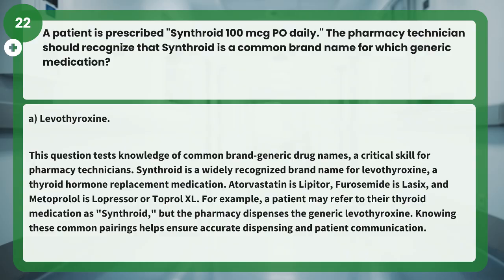For example, a patient may refer to their thyroid medication as Synthroid, but the pharmacy dispenses the generic levothyroxine. Knowing these common pairings helps ensure accurate dispensing and patient communication.